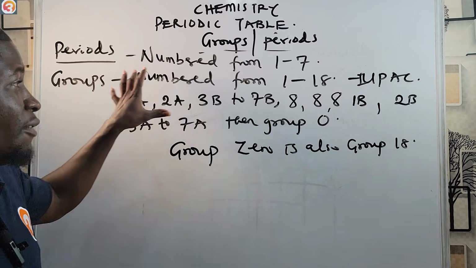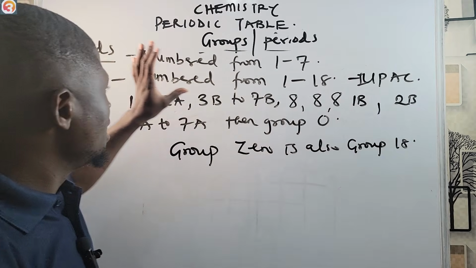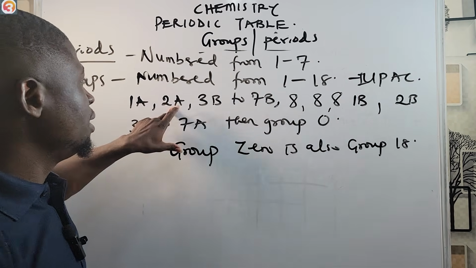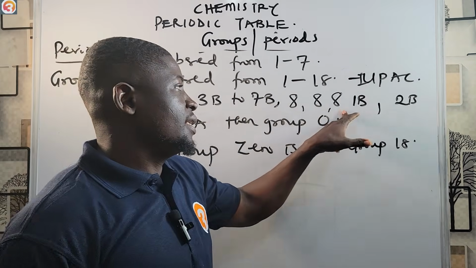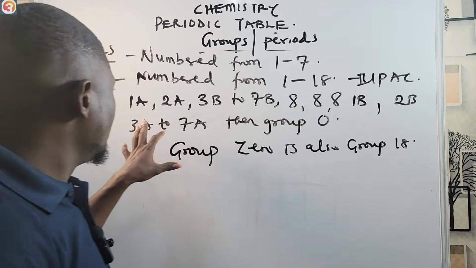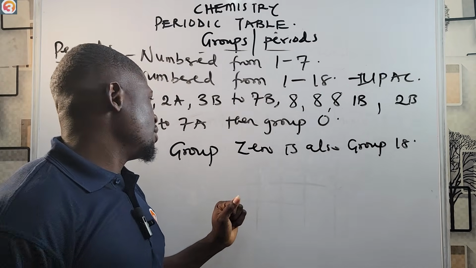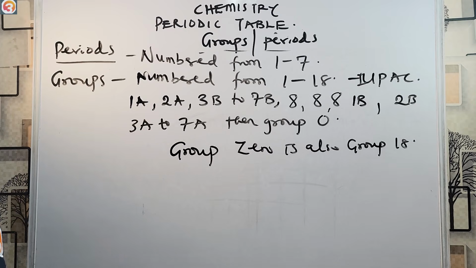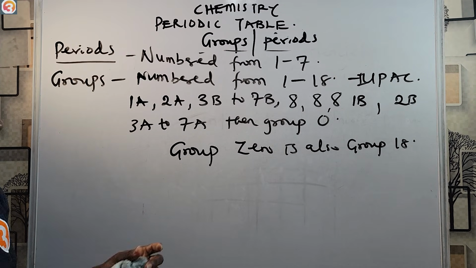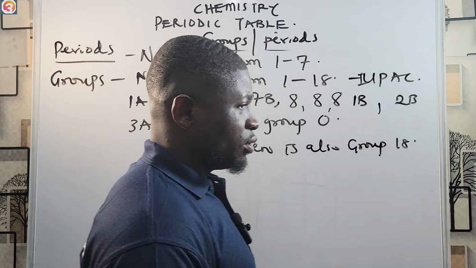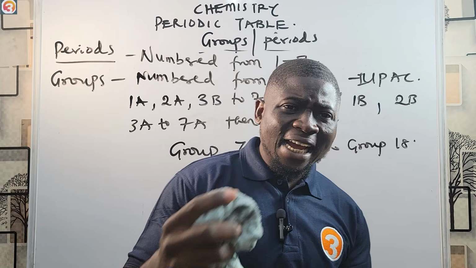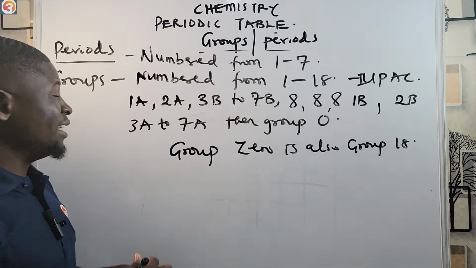The groups are numbered from 1 to 18 by the IUPAC system. They are also numbered like this: 1A, 2A, 3B to 7B, 8, 1B, 2B, 3A to 7A, then group 0. Group 0 also corresponds to group 18. Now let's look at the elements that are in these groups.